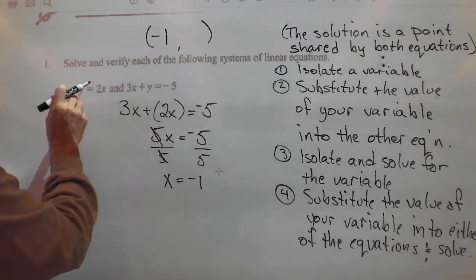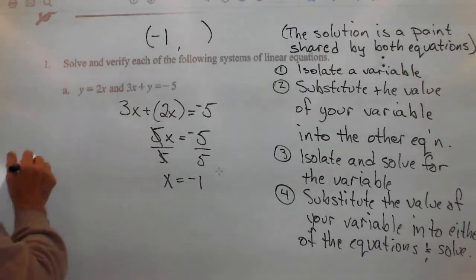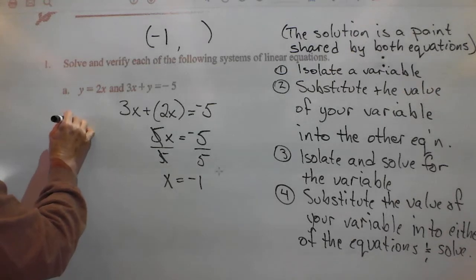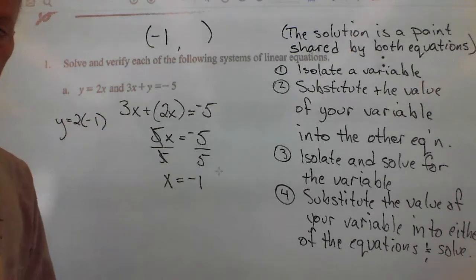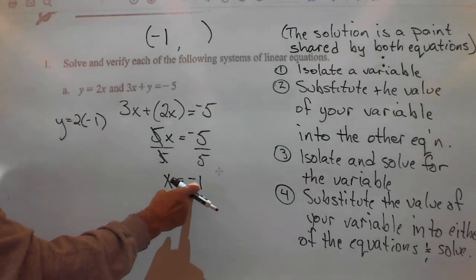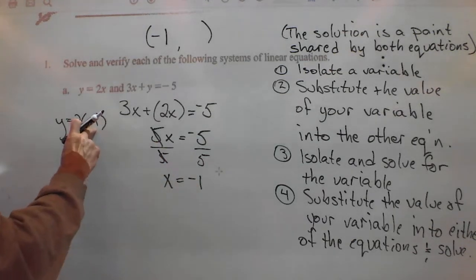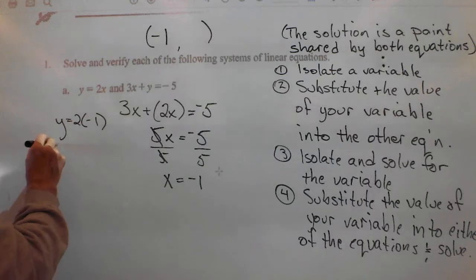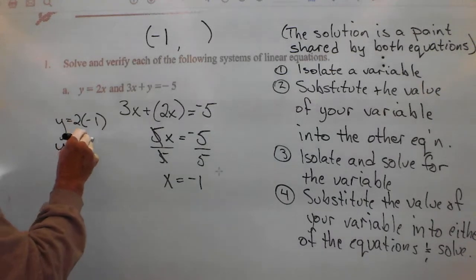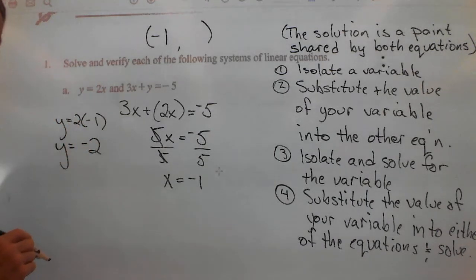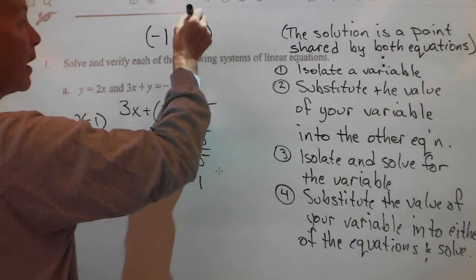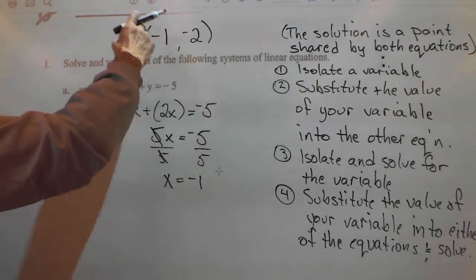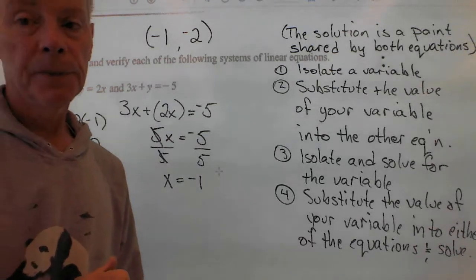Okay? So, where you see y equals 2x, we're going to substitute the value we found for x. Remember, we found that x equals negative 1, so we can sub that in here and then just simplify. y equals negative 2, and we're done. So our value for y is negative 2, our value for x is negative 1. Okay?